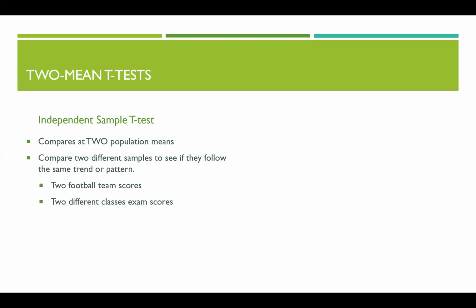It could be exam scores. I could compare the exam scores for my class that meets at 9:30 to the exam scores for the class that meets at 12:30. I'm looking at the scores, that is my variable, but I'm doing it for two different groups. Independent is one variable, two groups.